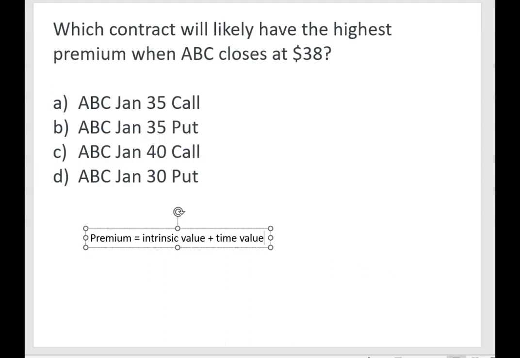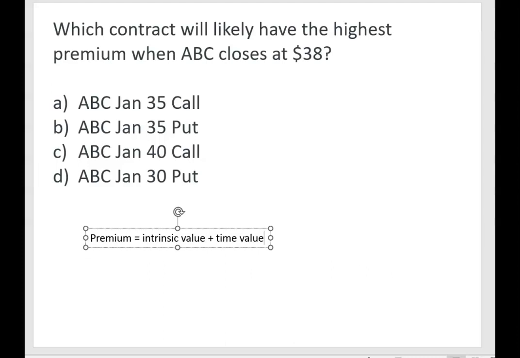Not too likely, is it? No, this option is also out of the money. How about the January 30 put? The right to sell ABC at $30 when it's worth $38. That's even deeper out of the money, isn't it? Even further out of the money.